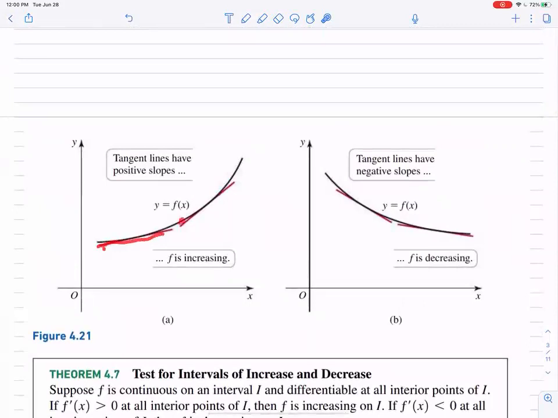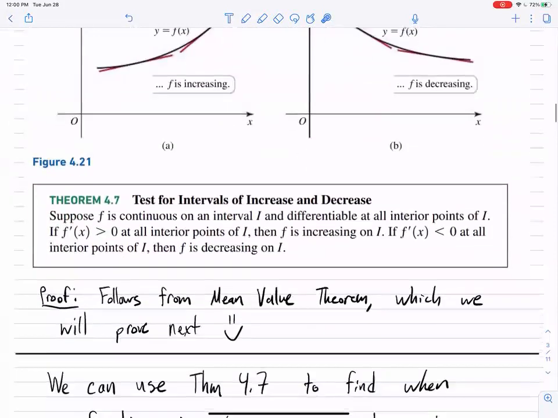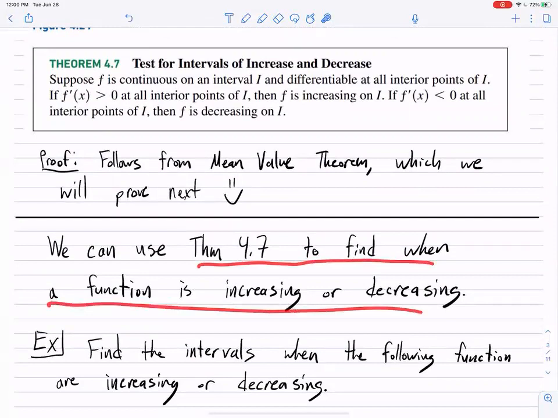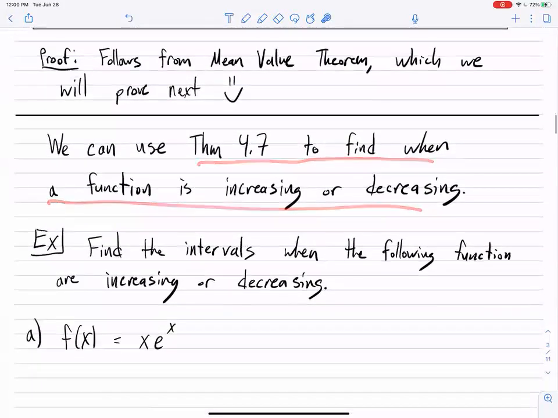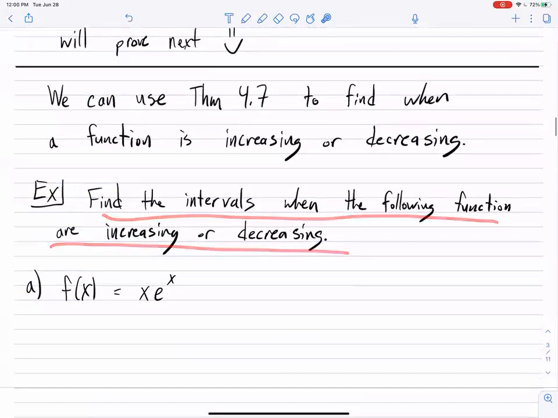If your derivative is positive, then the function has to be getting bigger. And if your derivative is negative, then your function is getting smaller. And so that allows us to figure out where it's increasing and decreasing. And so we can use theorem 4.7 to find when a function is increasing or decreasing. And so here's an example. Find the intervals when the following function is increasing or decreasing.